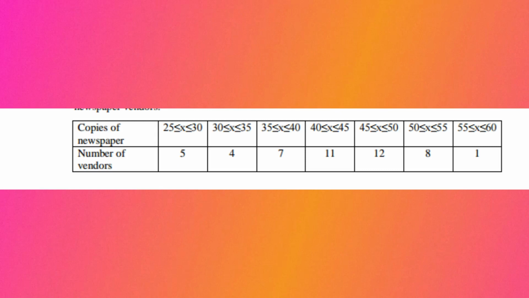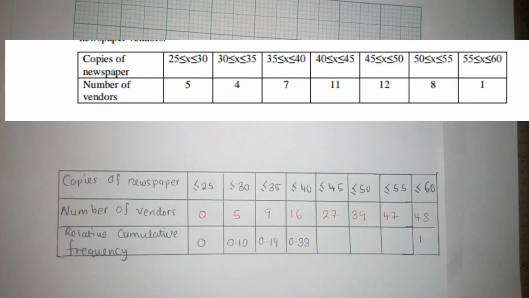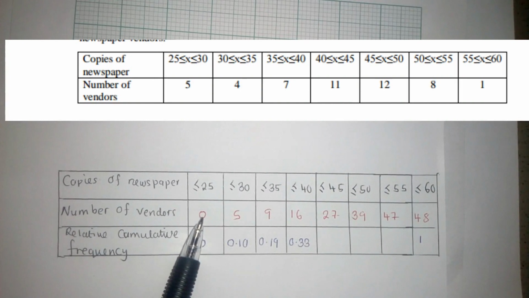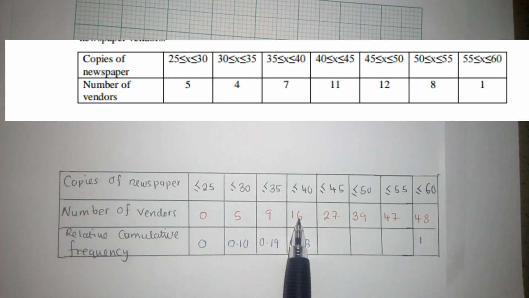So in order for us to find the cumulative frequency, this is what we do. We start with the first number. You can see this is cumulative frequency. So they started with 5. At 30, there is 5. And then they said 5 plus the next number, which is 4. So 5 plus 4 gave us 9. And then this 9 plus the next number, which is 7. 9 plus 7, it will give us 16.